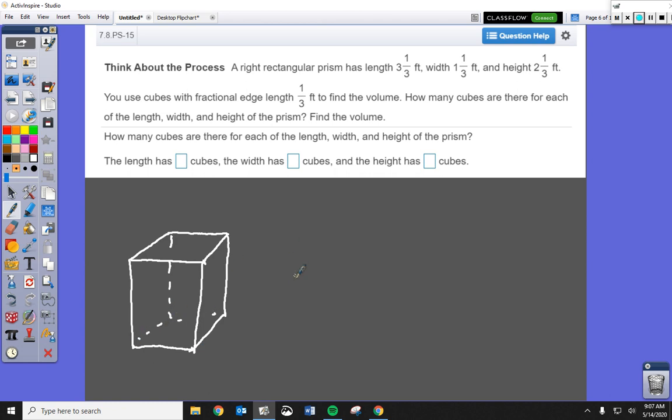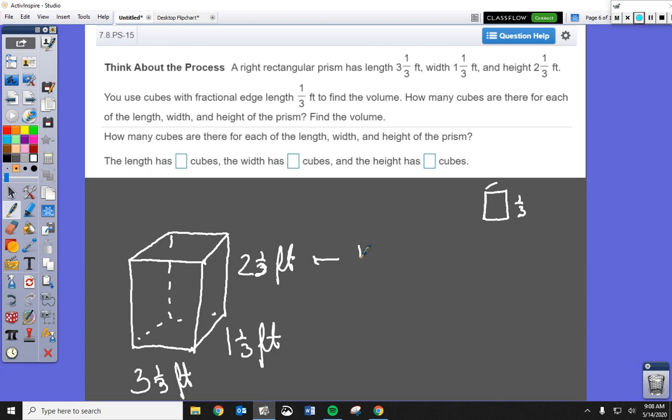All right, it says the length. Length goes left to right. It's 3 1/3 feet. The width goes front to back is 1 1/3 feet. And the height is 2 1/3 feet. We have cubes that are 1/3 of a foot. So a cube here. If I think about a cube, there is my cube that has a fractional edge length of 1/3.